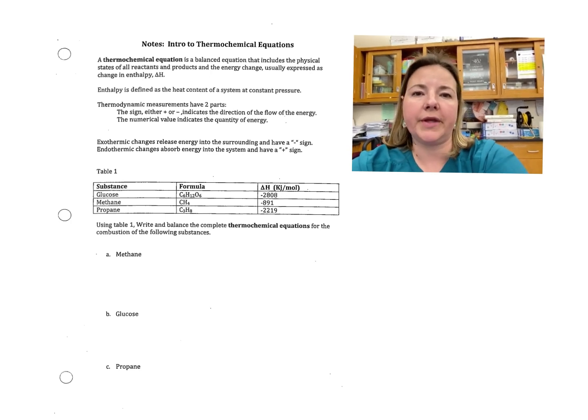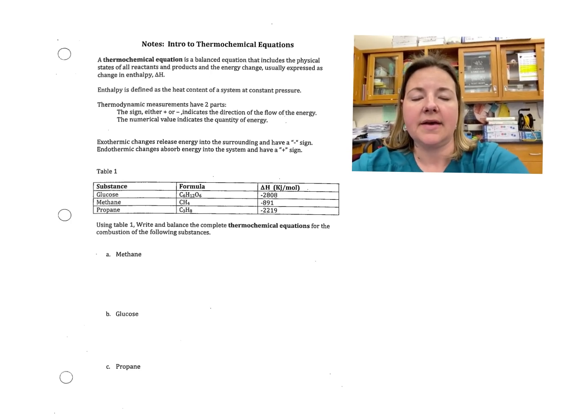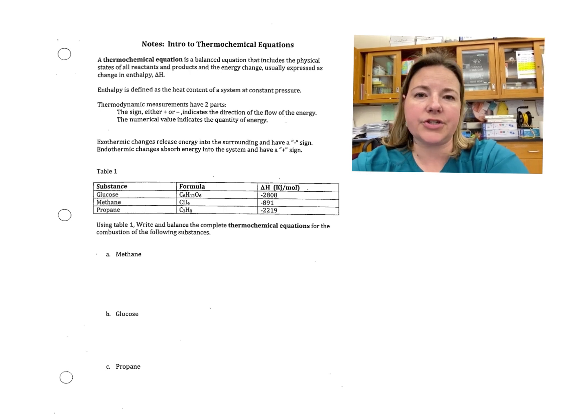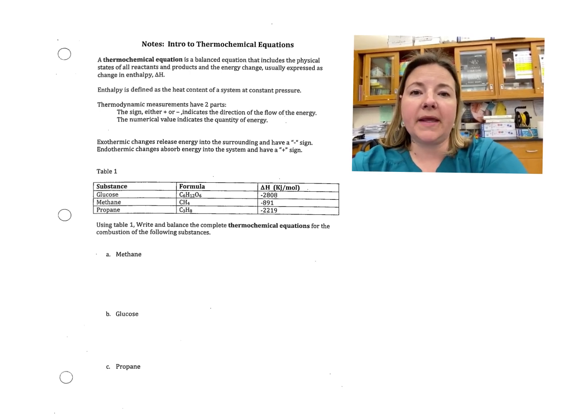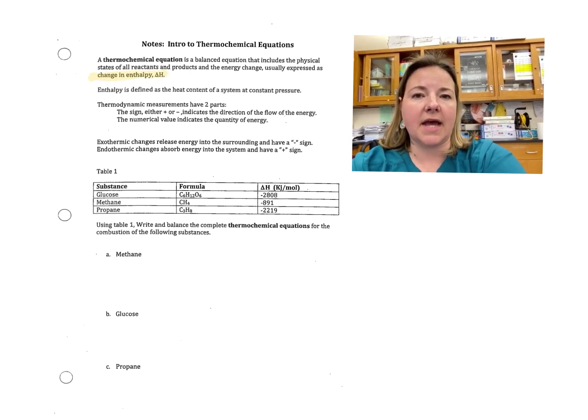So in this video, we are going to start to apply the enthalpy or the energy of a reaction to an actual chemical reaction. So far, we've been calculating Q is equal to the mass times the specific heat times the change in temperature. Now we want to look at how much energy is in a chemical reaction.